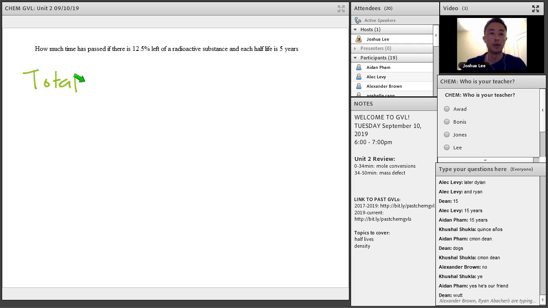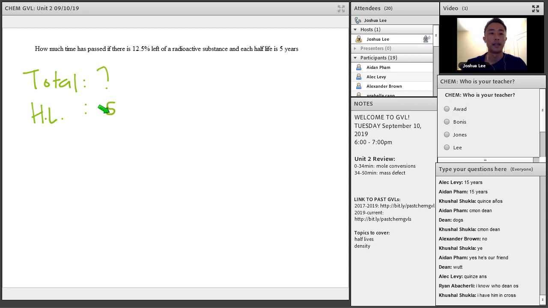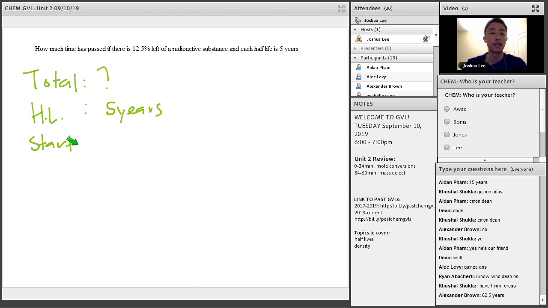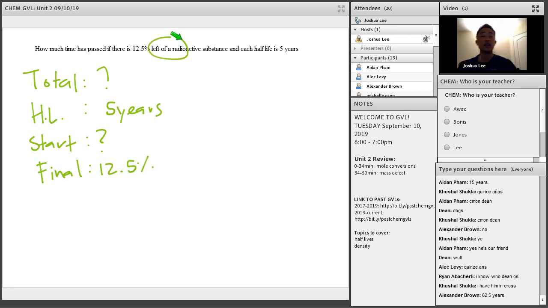All right, so for this one, if you do the same 4 standards, total time is what we're looking for. Half-life time is 5 years. I don't have a starting amount, and I have a final amount of 12.5%. Anytime you're given 2 of these things, and Mr. Lee said they have to give me 3 of these variables, that means you should be able to figure out a 3rd variable really quick without doing any math.